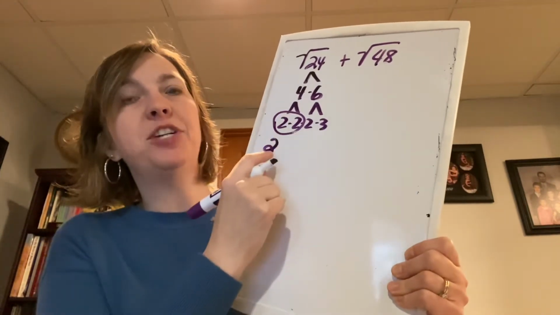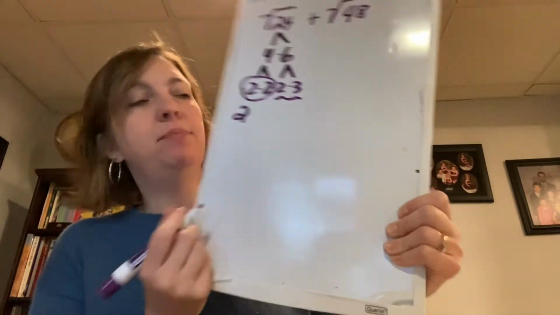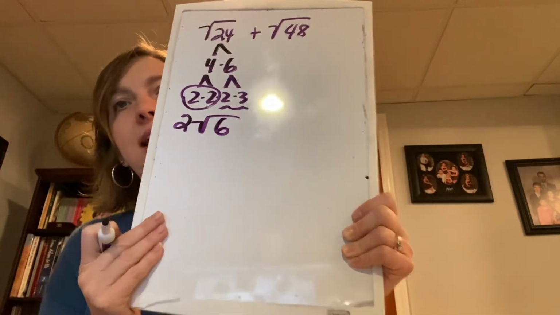When I find a match, I only bring out one of them, not both of them. Now, what's left? 2 times 3. 2 times 3 is 6. It is not a perfect square. It stays under the radical.